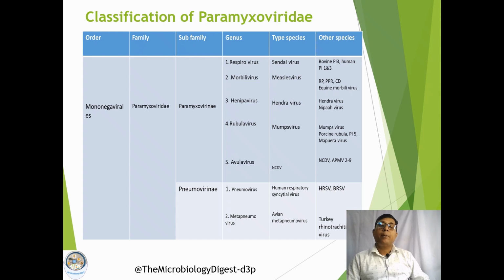Again, the Paramyxovirinae subfamily is classified into 5 different genera: Respirovirus, Morbillivirus, Henipavirus, Rubulavirus and Avulavirus. Then Pneumovirinae has two genera, Pneumovirus and Metapneumovirus. Some of the important pathogens affecting animals are included under this family of viruses. Mostly the Morbillivirus genus includes some important diseases in animals.